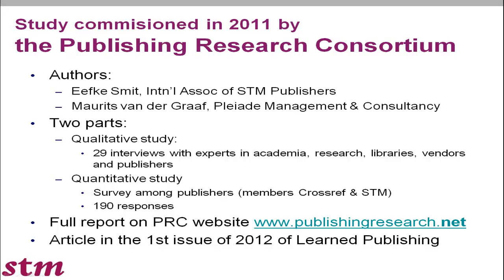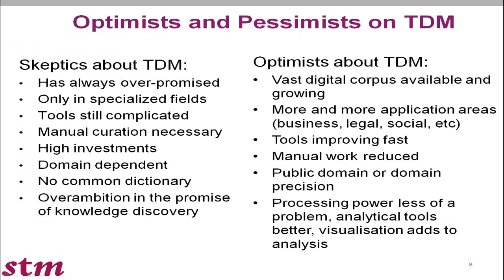This area, perhaps just like normal life, consists of optimists and pessimists on text and data mining. People who are skeptical about text and data mining, they point at the fact that this has been around as a promise for, well, probably 20, 30 years, and they say it has always overpromised. So far we only see it occurring in specialized fields, especially in the pharma area, in chemistry, with tools that are very complicated and very much oriented to a particular niche. There's still a lot of manual creation necessary. It requires high investments, it's domain dependent. The lack of a common dictionary makes it very difficult to expand it, and there's still a lot of overambition in the promise of real knowledge discovery.